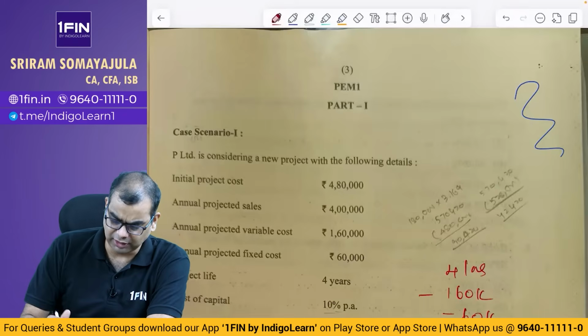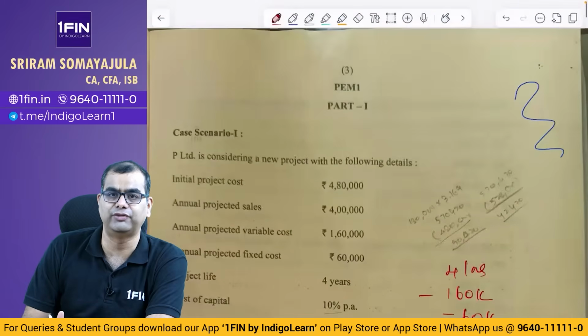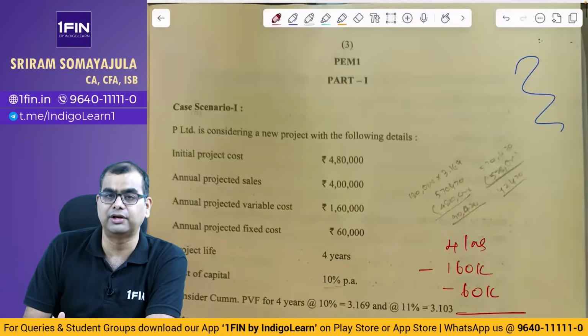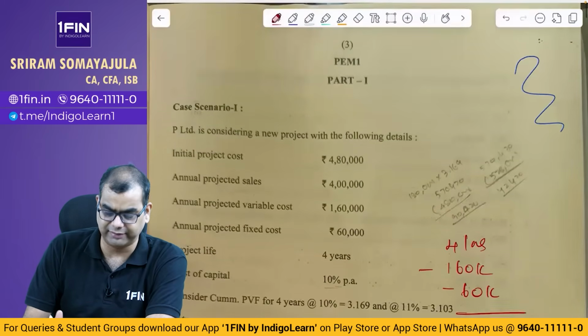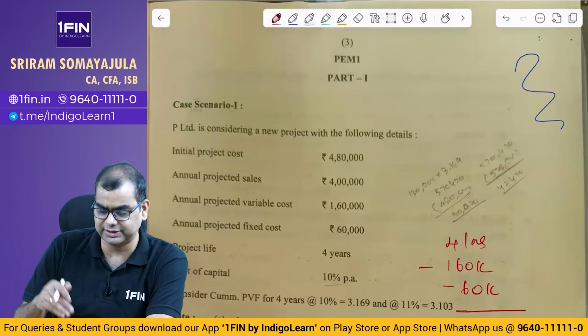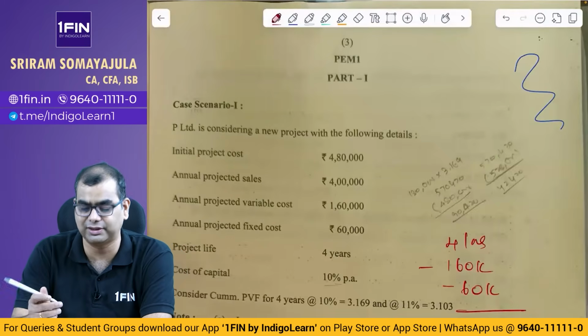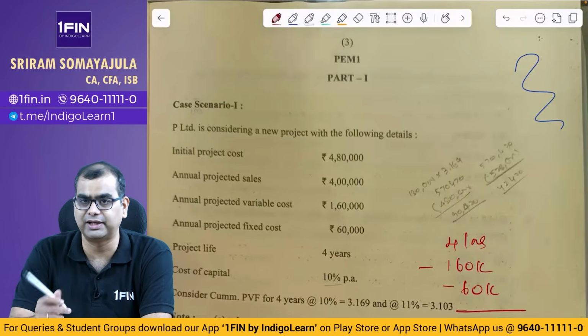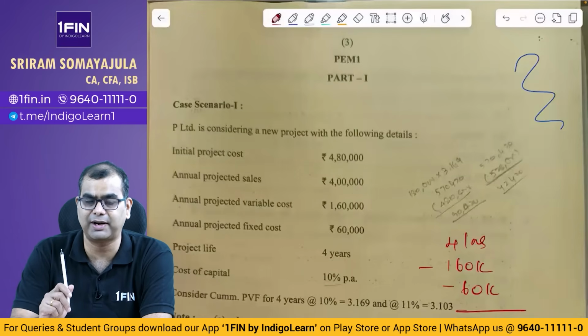Now let us look at the paper review in terms of the answers for all the questions. I have already solved them, and this particular PDF is available in the description below, where the link for this PDF is available. That is the first part.